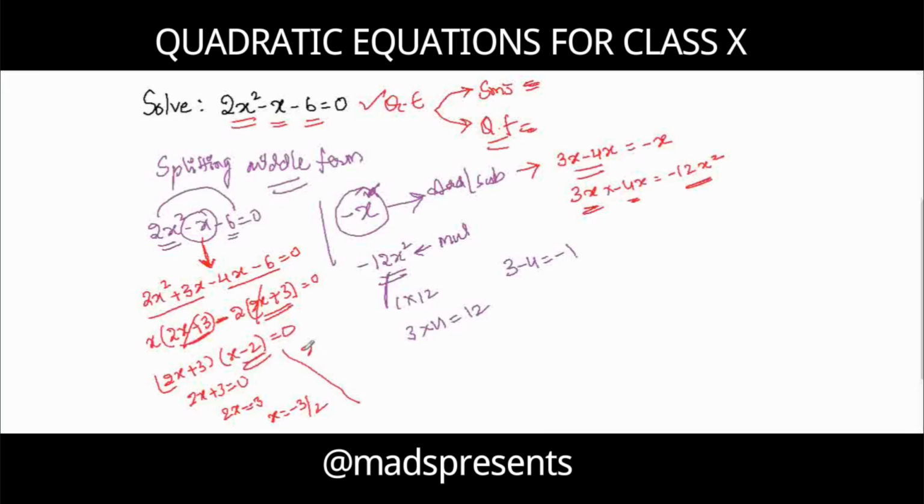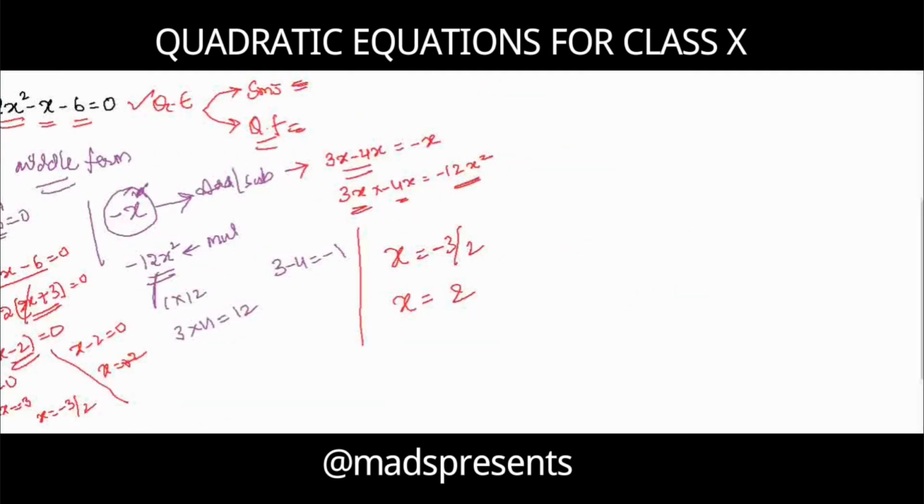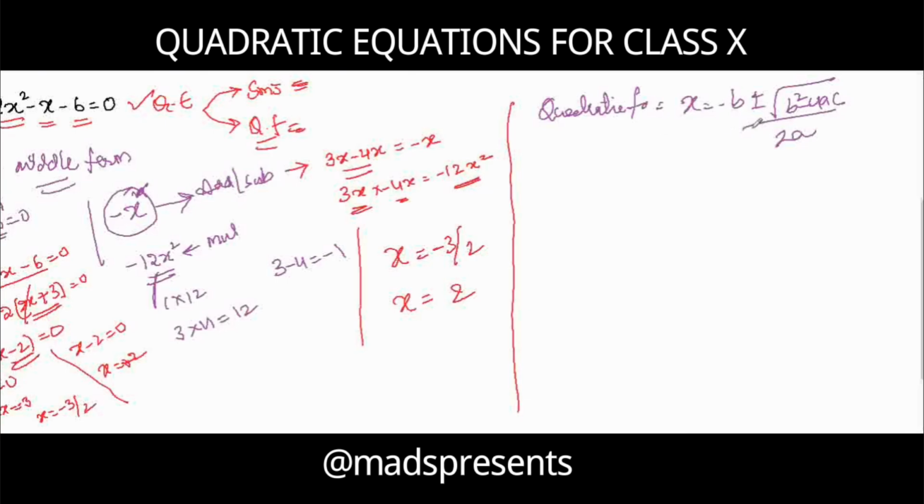And if we equate x minus 2 equal to 0, then x is equal to 2. So by solving this equation, we got x values as minus 3 by 2 and another x value as plus 2. Now let me solve the same equation using the quadratic formula. What is the quadratic formula? x is equal to minus b plus or minus under root b square minus 4ac, by 2a. You need to memorize this formula.